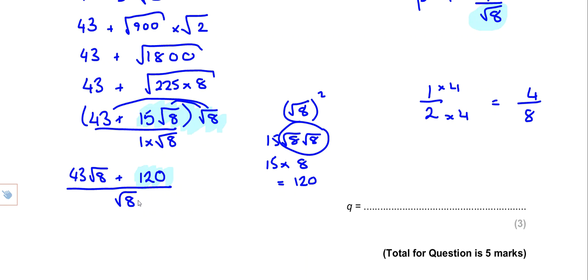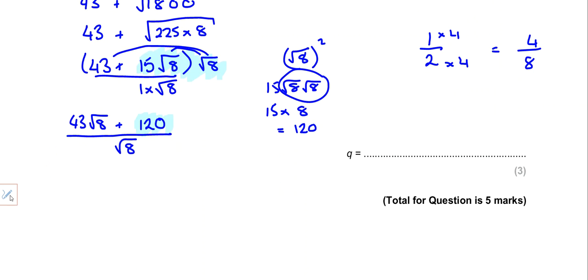Now, we did talk about this with algebraic fractions, how one thing can be equivalent to another thing. It just depends how you get there. Now you just have to get that. What are you going to offer us? I was going to say split it. Split it, okay, in what way? 43 root 8 over root 8 plus 120 over root 8.